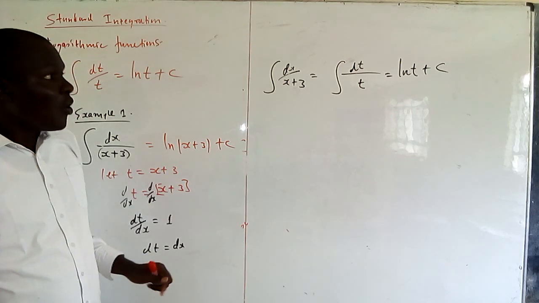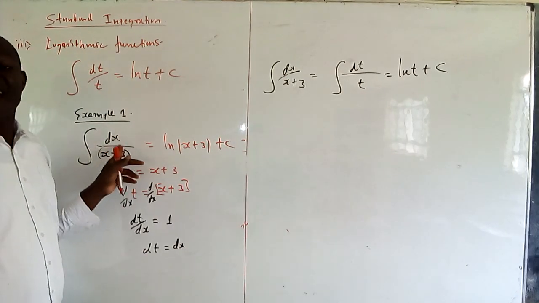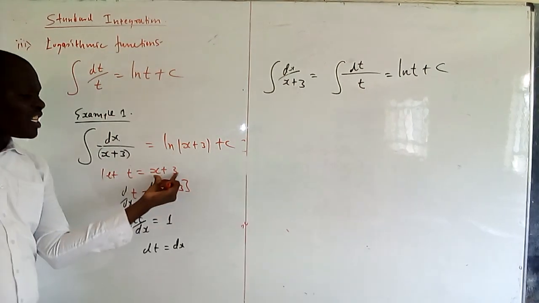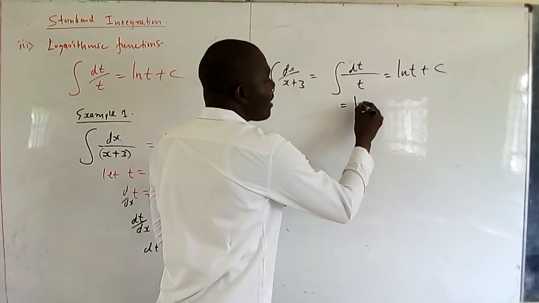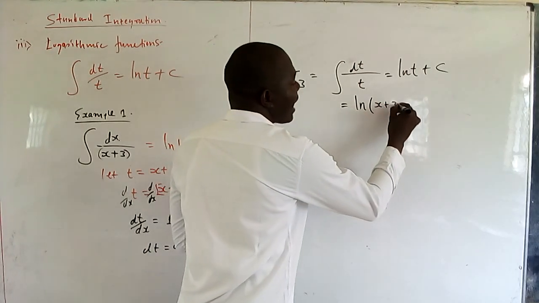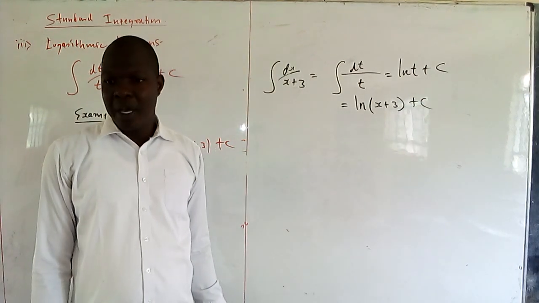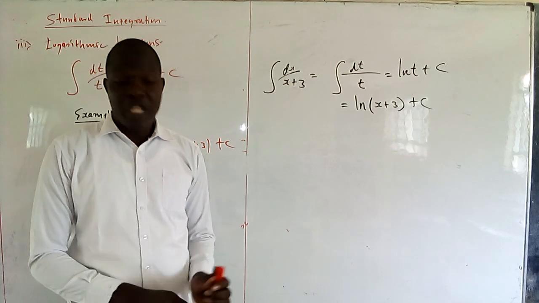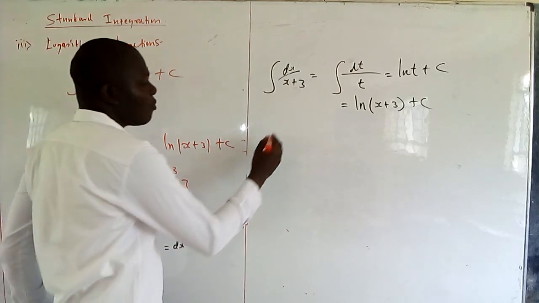Good. So, how have you seen that? You've not reached the final answer. The final answer must be in x, isn't it? So it means anywhere you see t, you put the value of t. The value of t is x plus 3. So in the end, I have ln of x plus 3 then plus c. Are we together there? Good. So that is how to deal with the logarithmic problems, the logarithmic integrals.